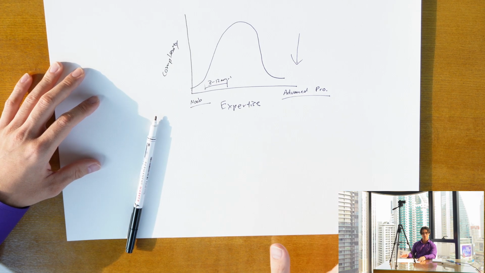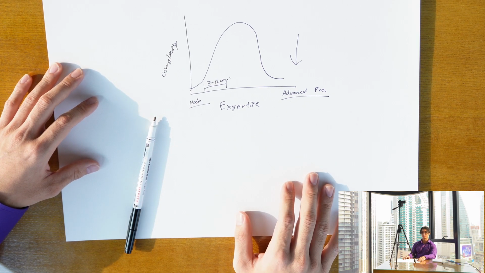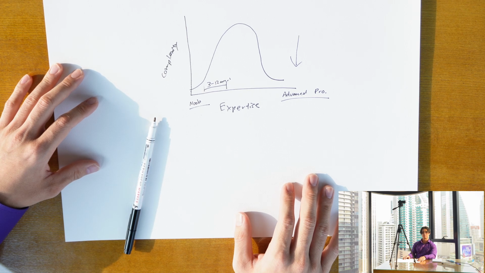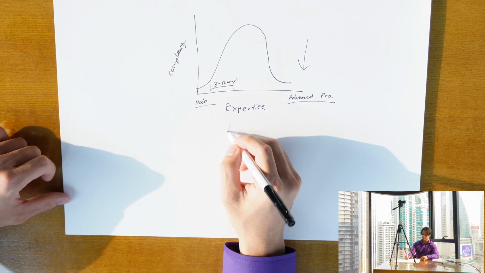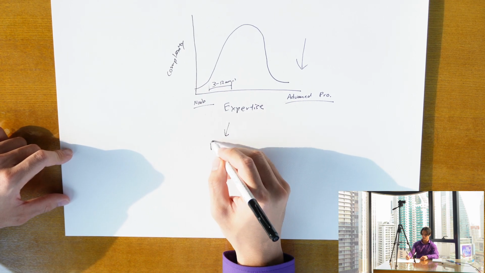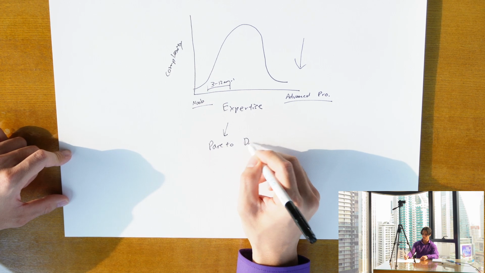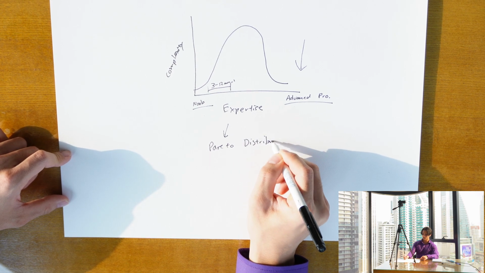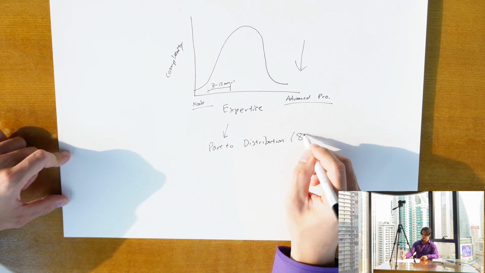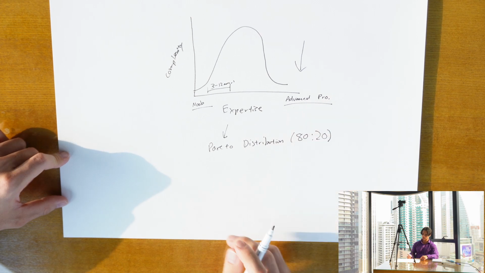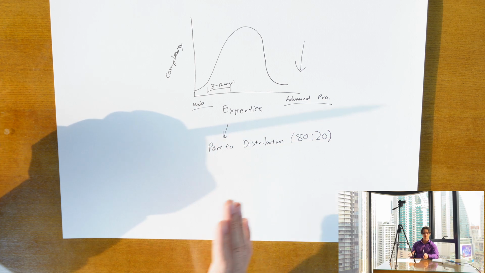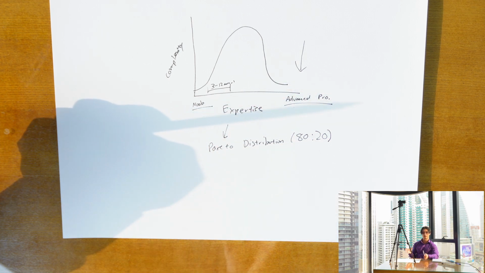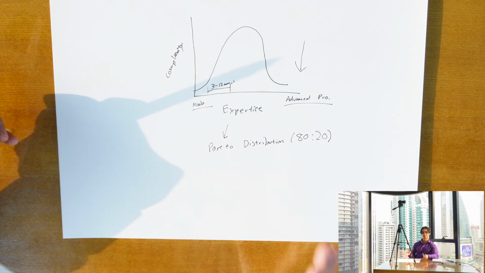Out of those trades that I make, I would say that 90% of my money is made in probably less than 10% of my trades, right? And this is what we call the Pareto distribution. This is what they call the 80-20 rule, right? 80% of the results is created by 20% of the effort.